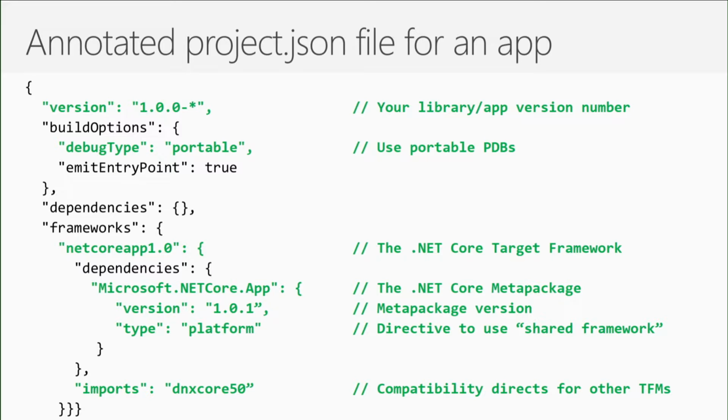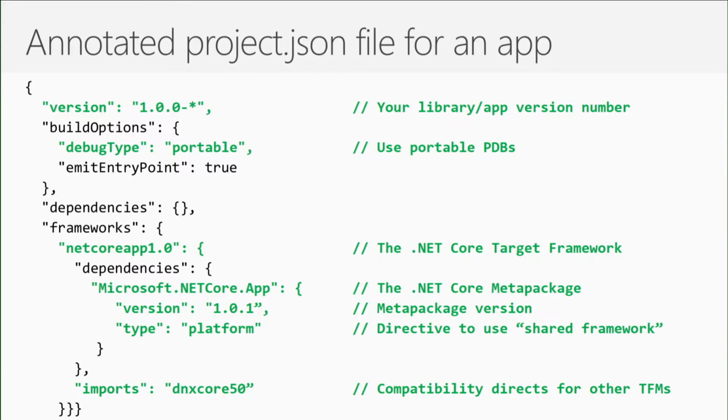Now we get down to frameworks. So this is an app. It targets .NET Core, so its target framework is .NET Core App 1.0. It also needs a meta package to get both the reference assemblies and then eventually the implementation, so that's what this is. The version of that is 1.0.1, which is the latest version that's available.